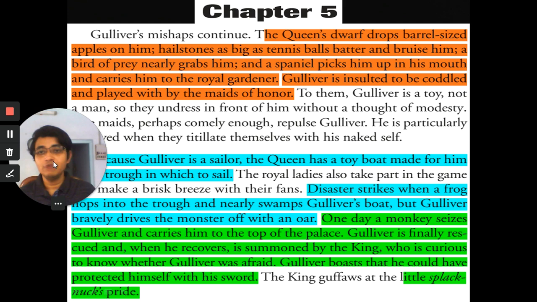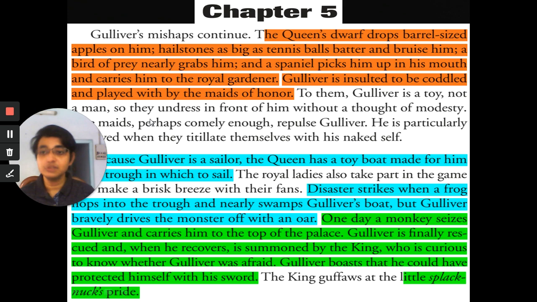In the previous chapters, we have seen that Gulliver's mishap continues because there occurs a great rivalry between Gulliver and the court jester, who is a dwarf. Now, the Queen's dwarf drops a barrel-sized apple on him in this chapter, and hailstones as big as tennis balls batter and bruise him. So in the land of the Brobdingnagians, the natural phenomena are also big. Hailstone jakhon porche akash theke borofer gola, tar size o pray almost as big as a tennis ball.